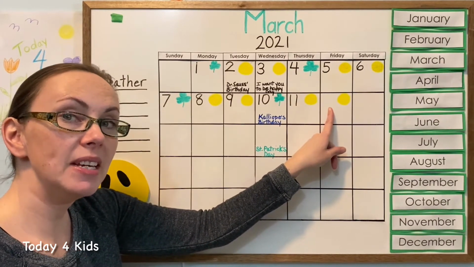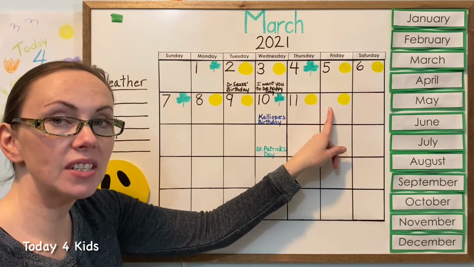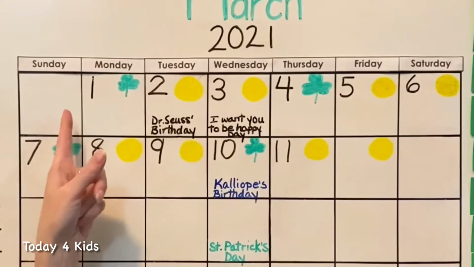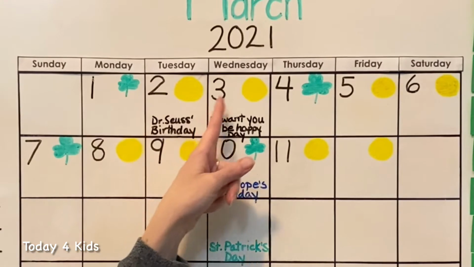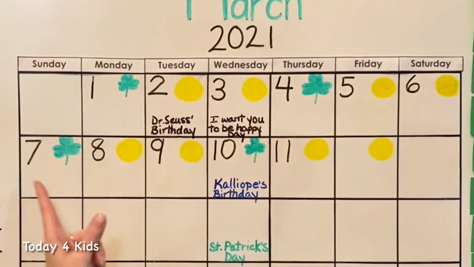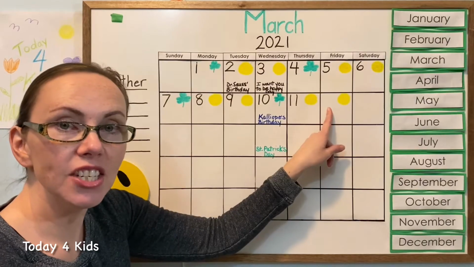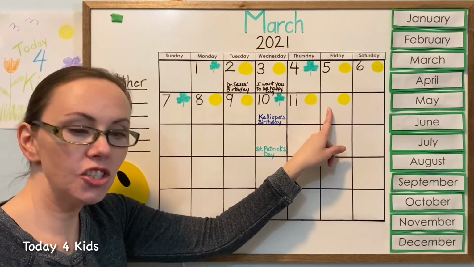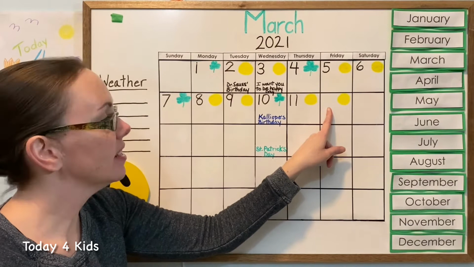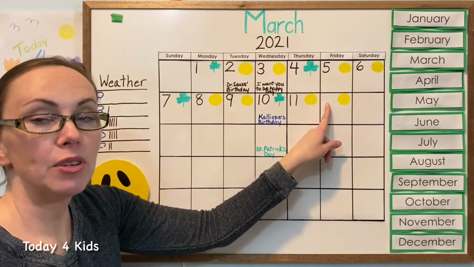Let's go back to the beginning of our days and count up all of our numbers and see if our guess is correct. Are you ready? 1, 2, 3, 4, 5, 6, 7, 8, 9, 10, 11, 12. Did you guess 12? Good job. I love it when we guess. So we're going to put 12 into our calendar.